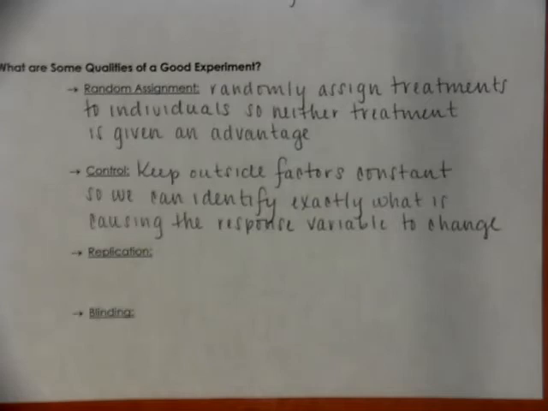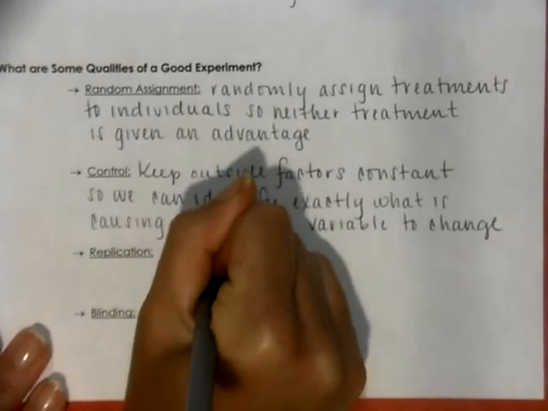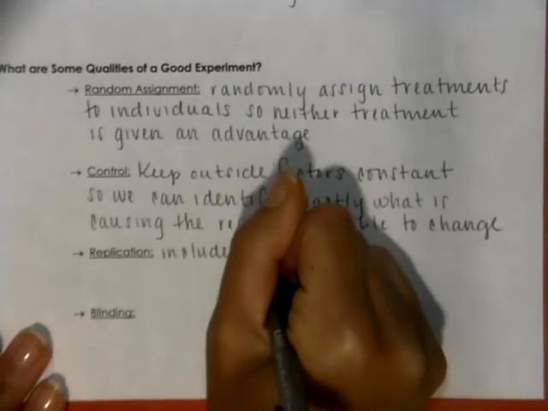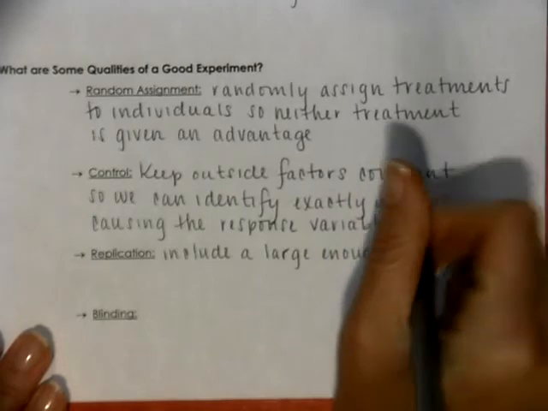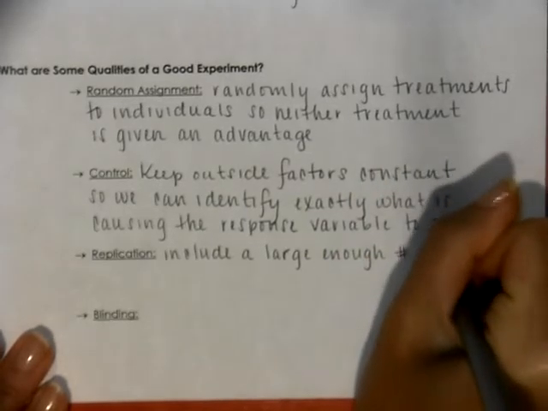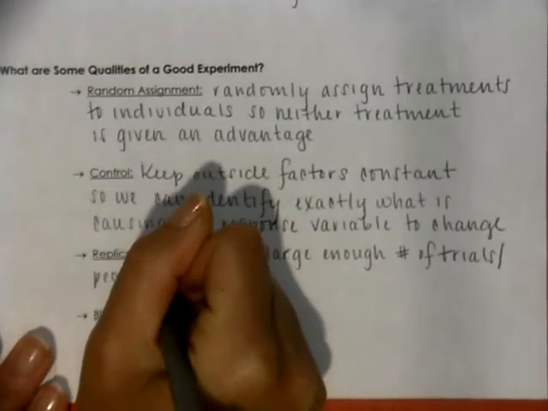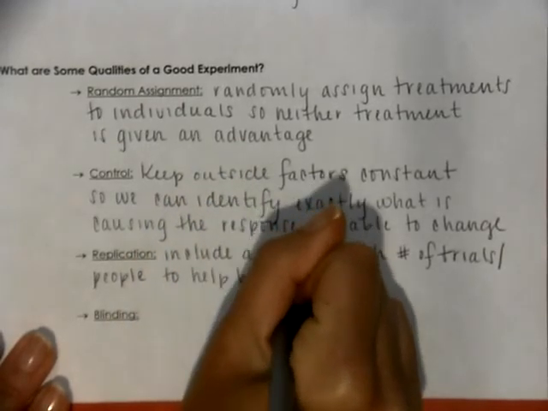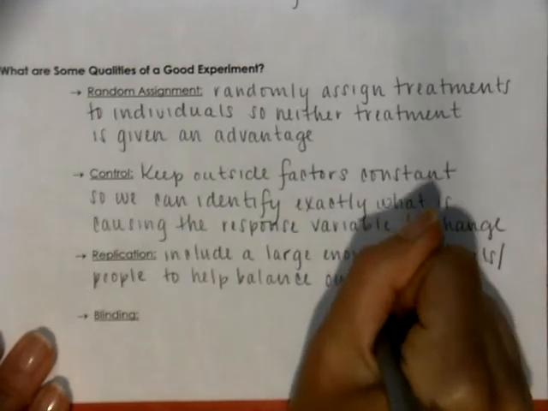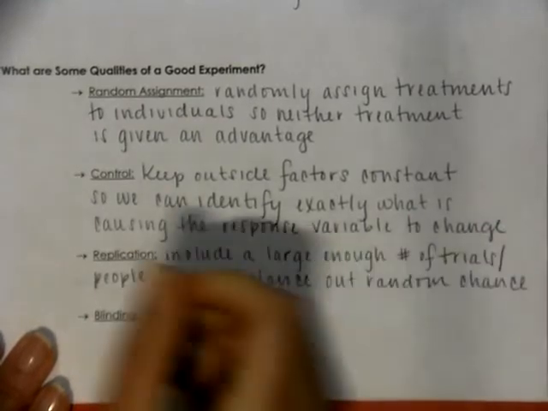Replication. You can replicate by including a large enough number of trials or people to help balance out random chance or outliers.